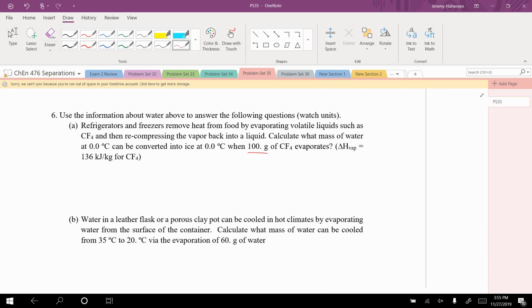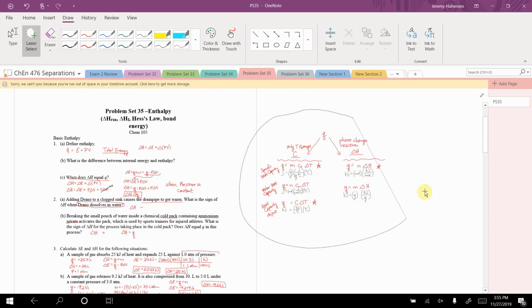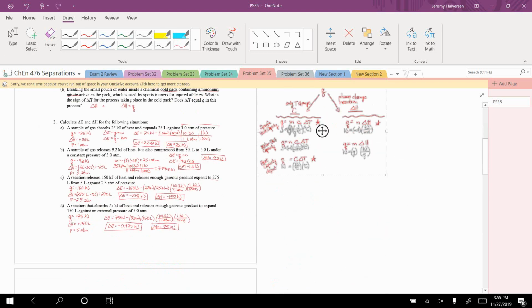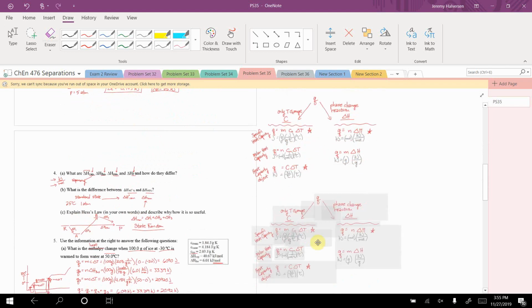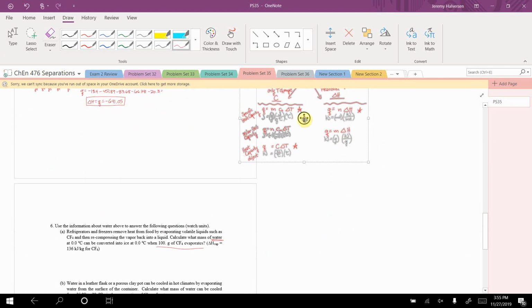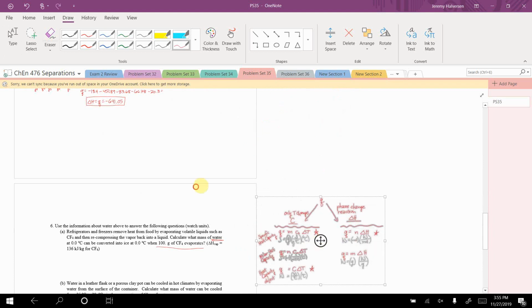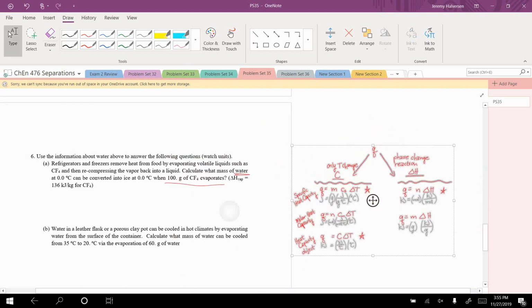So all we want to know, though, is what mass of water could be converted to ice when this much CF4 evaporates. Well, I grabbed these equations from a couple videos ago. Let's pull these down and see how we can use them. I know I want to use these because I have a situation where heat's being transferred from one thing into another thing. And this is handy for doing that.